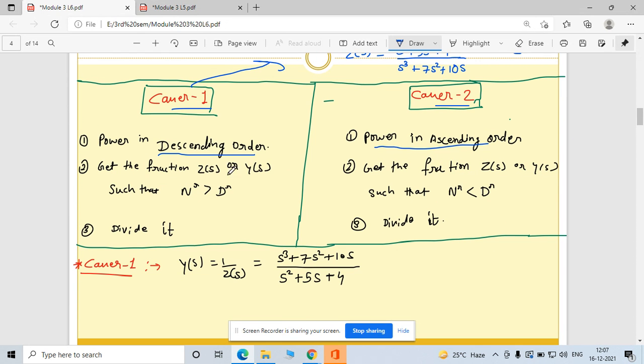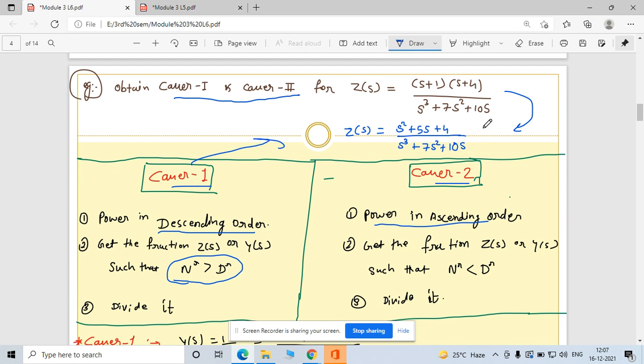Second is to get the function Z of s or Y of s such that the numerator is greater than the denominator for Cauer 1, right? For the Cauer 1 circuit, irrespective of the function given to you, when you proceed with the Cauer 1 circuit, you have to arrange the function in such a format that your numerator degree is greater than your denominator degree. So here the impedance is given to you. Now the degree of the numerator is 2 and the degree of the denominator is 3. So this is not in this format, right?